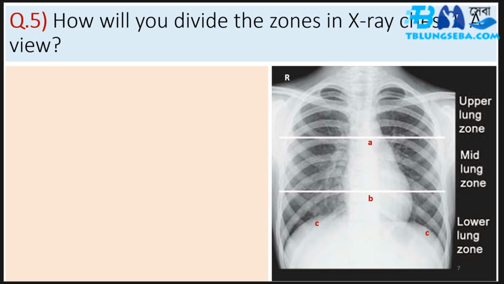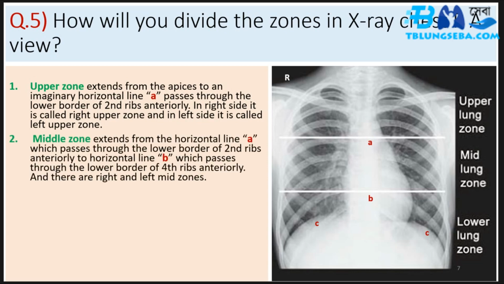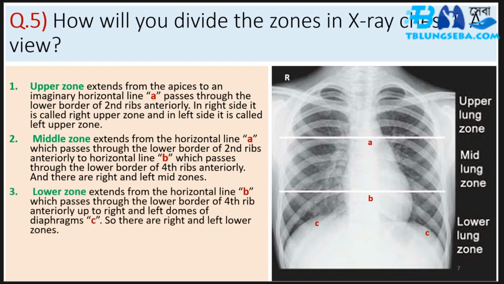Q.5 How will you divide the zones in X-ray chest PA view? One, upper zone extends from the apices to an imaginary horizontal line that passes through the lower border of the second ribs anteriorly. On the right side it is called right upper zone and on the left side it is called left upper zone. Two, middle zone extends from horizontal line A, which passes through the lower border of the second ribs anteriorly, to horizontal line B, which passes through the lower border of the fourth ribs anteriorly. And there are right and left mid zones.